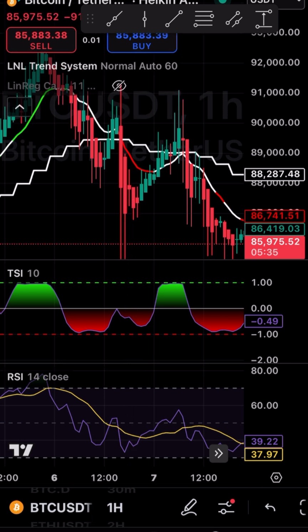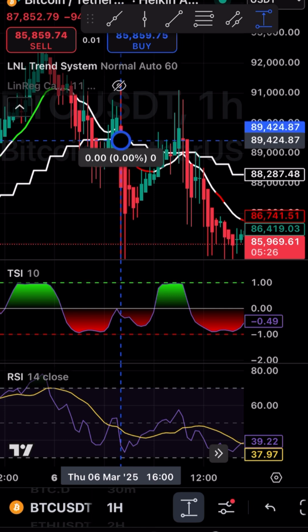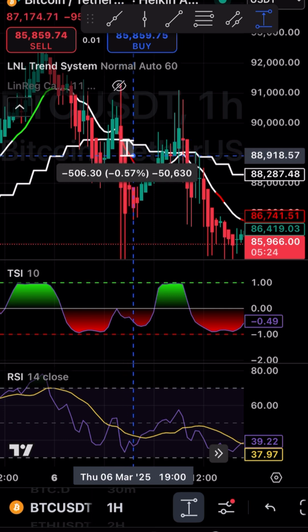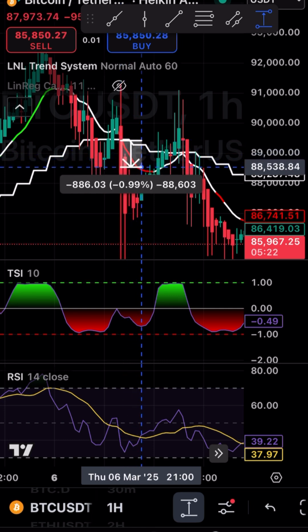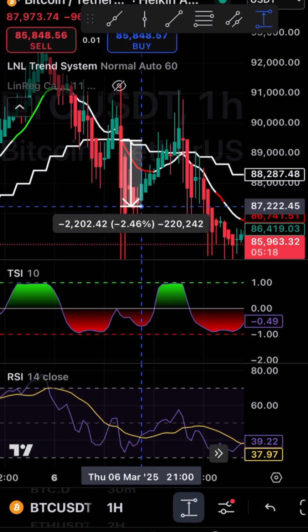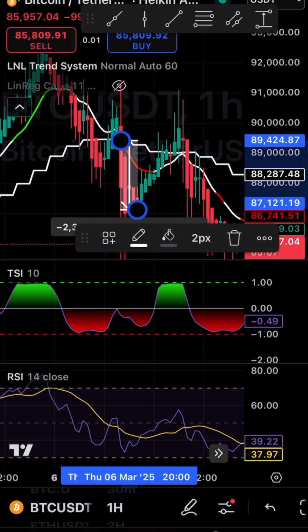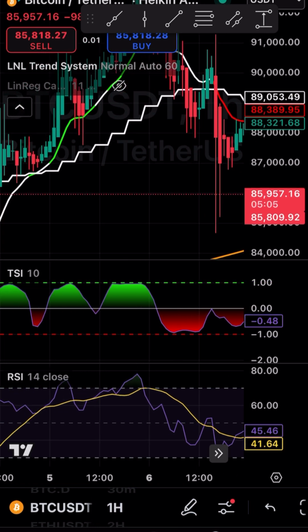So if we measure this from the last time the LNL trend system moved, we got in right here when it crossed. We followed it. We looked at the trend strength index and the RSI, and we know to get out right about here. Doing it at $1 lot size, this is about $2,303 on the way down. So let's look at a couple other examples here.